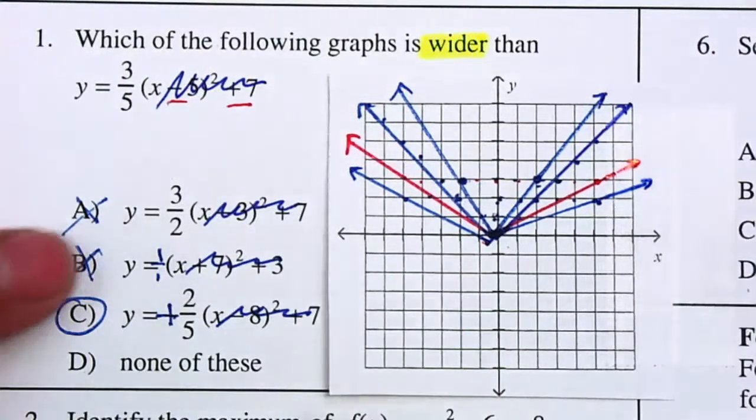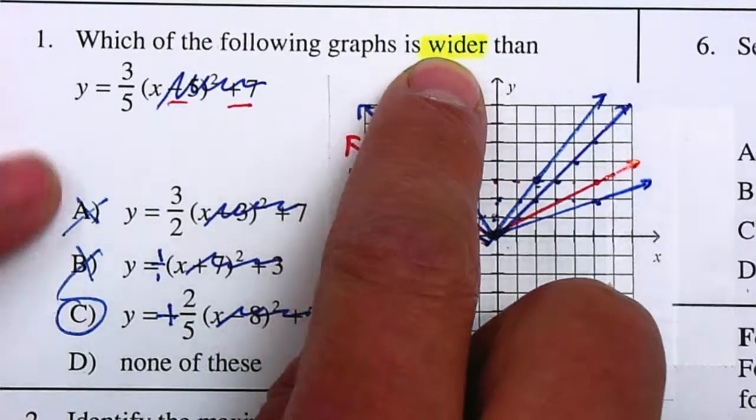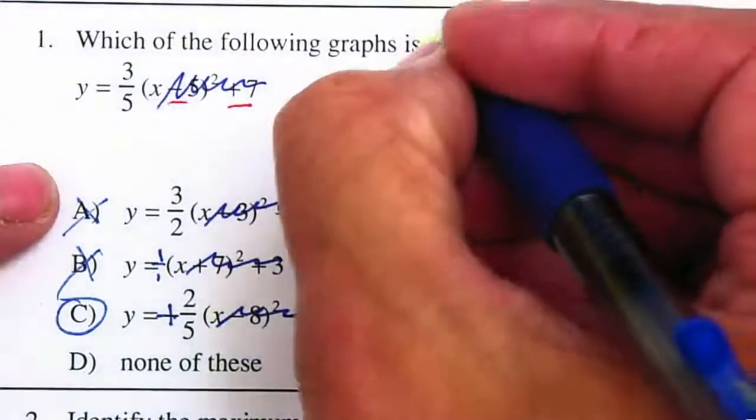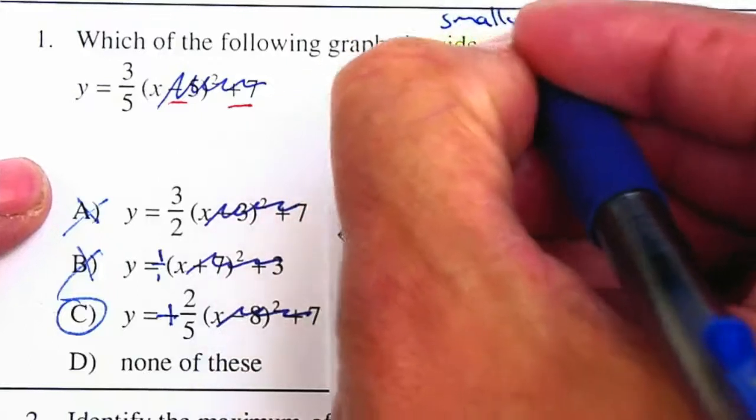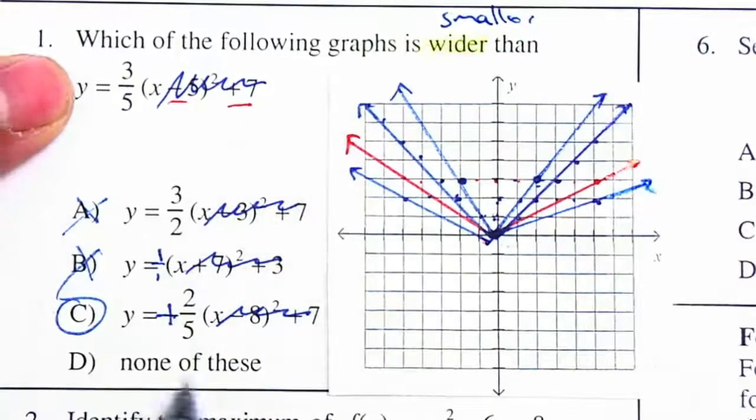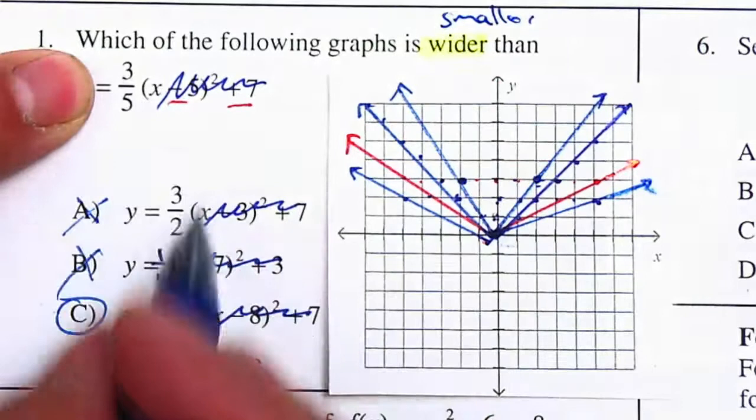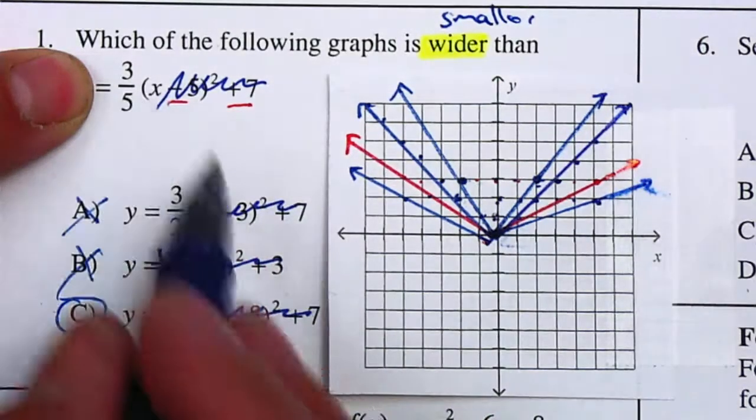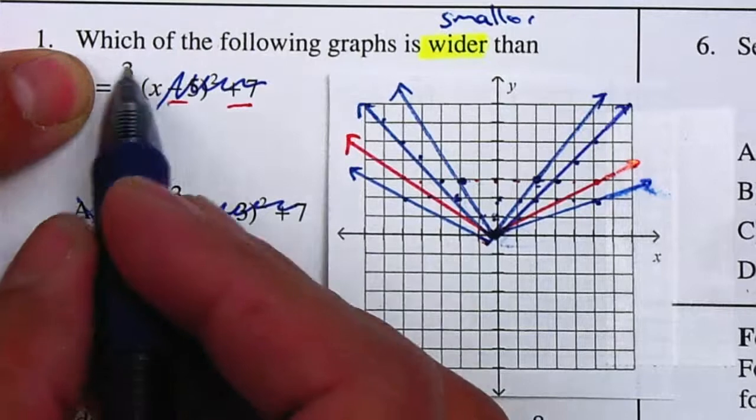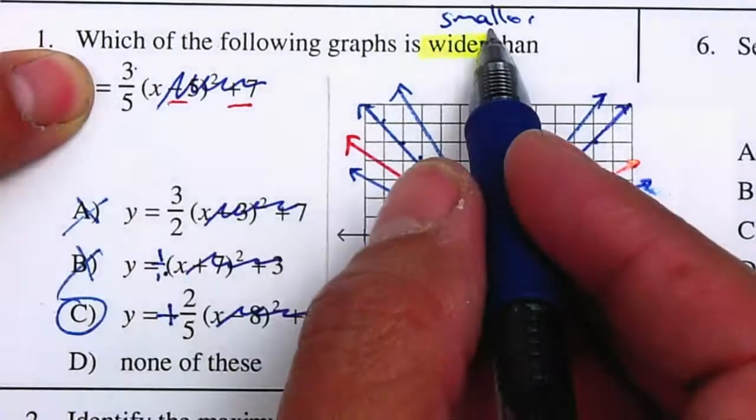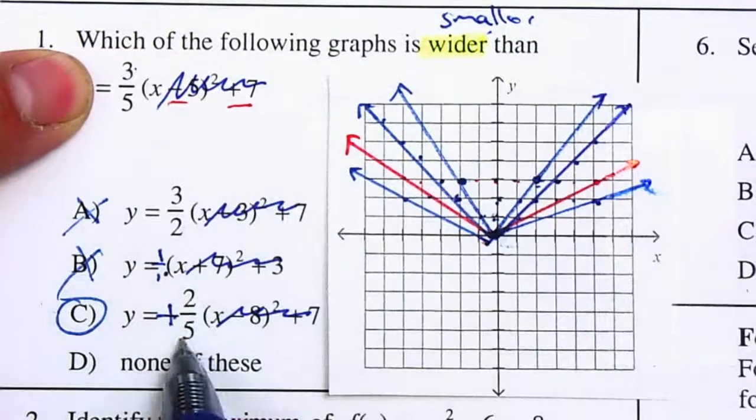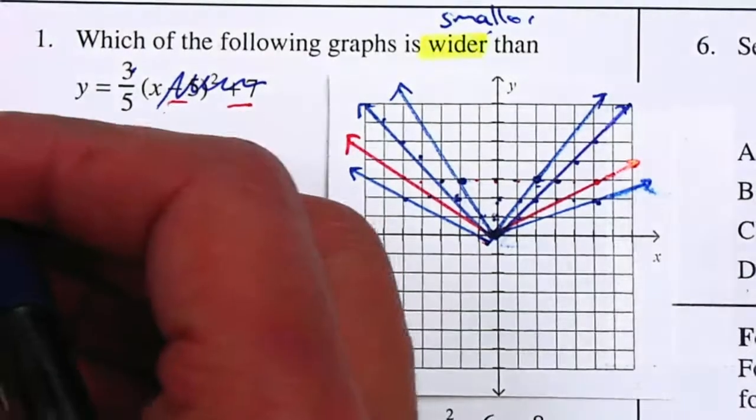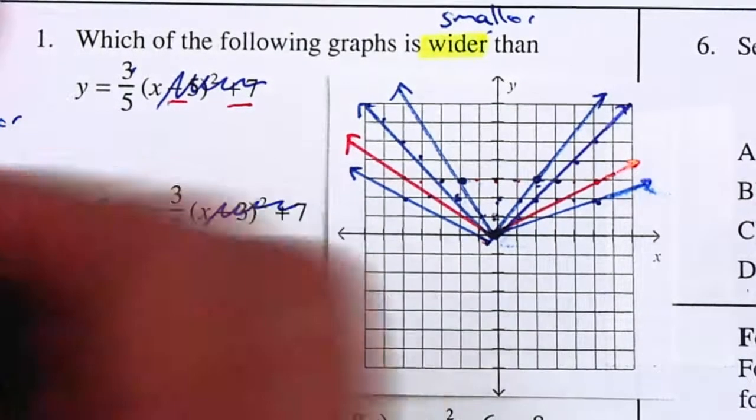Remember that at this point, one of the other things that we want to be able to carry to the next sections is that if it's wider, we're looking for a smaller number. So in this case, we want a number that's smaller than 3/5. 3 over 2 is bigger than 3/5, so we know it's not smaller. 1 is bigger than 3/5. We're looking for a smaller number. 2/5 is smaller than 3/5, so that's your answer. So if it's wider, we're looking for a smaller number.